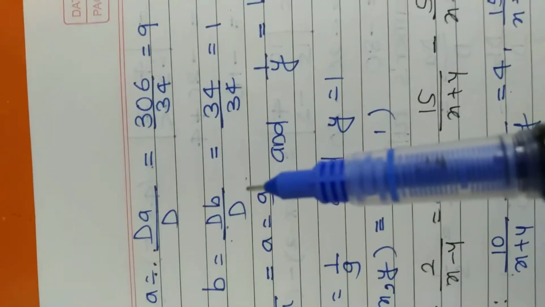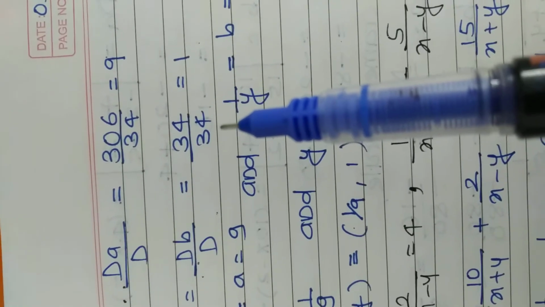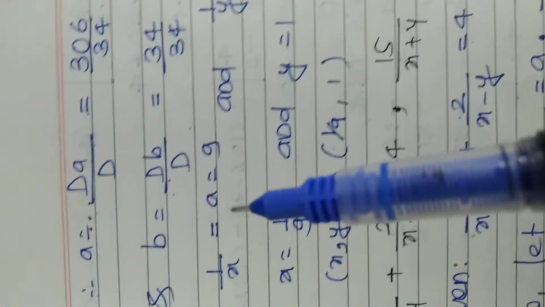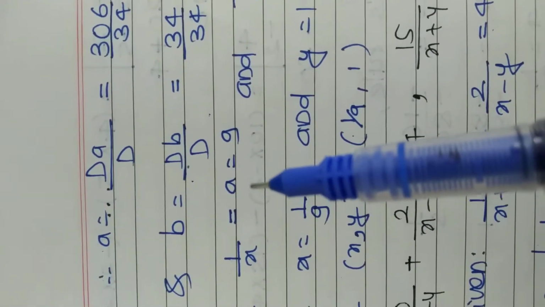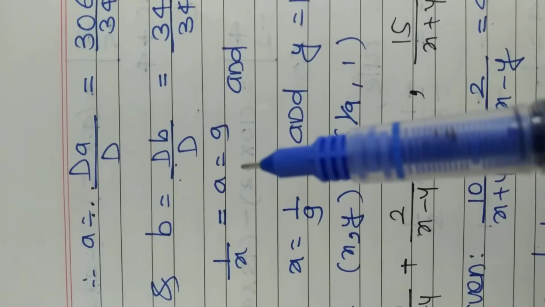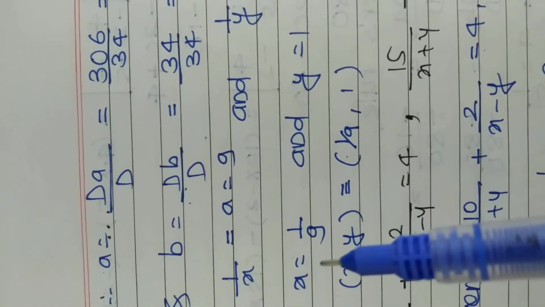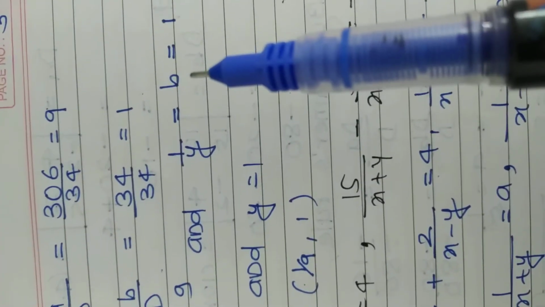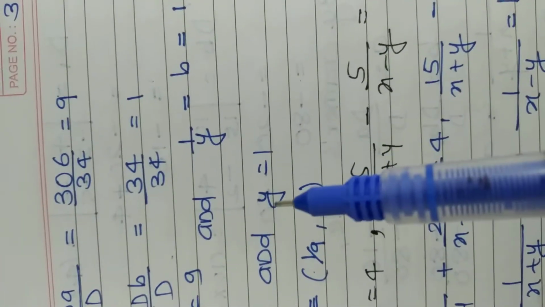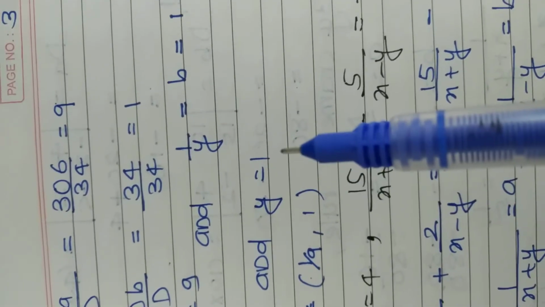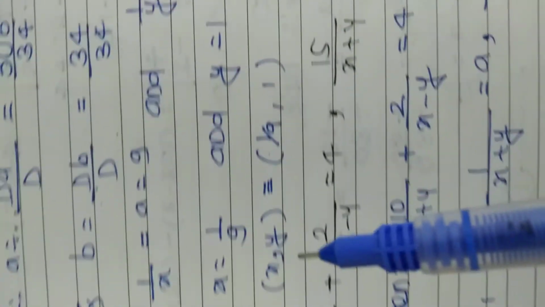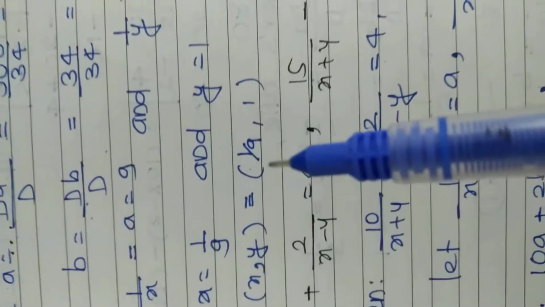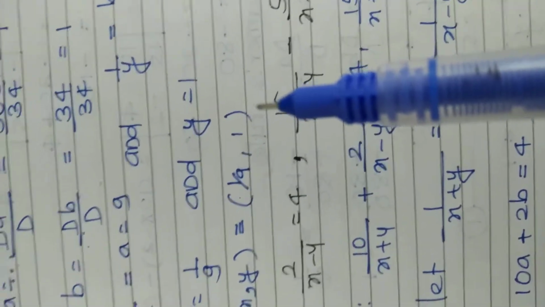b equals Db upon D. So 34 gets cancelled, so it equals 1. So at last, 1 upon x, reverse substitution, is nothing but a, and a equals 9. So taking reciprocal, x equals 1 upon 9. Then 1 upon y is b, and b equals 1. So y equals, taking reciprocal, once again 1. So what is the solution? x comma y means 1 upon 9 comma 1.